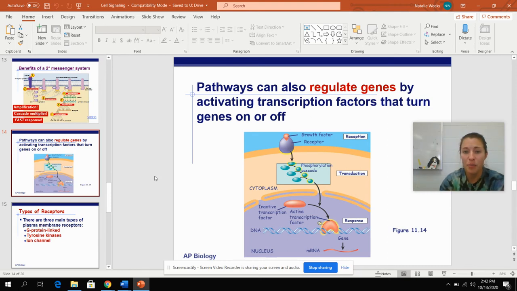So these pathways can regulate and turn on and off genes. So we have reception, we have our ligand, receptor, phosphorylation cascade. It can activate some sort of a transcription factor that can turn on or off a certain gene. So it can either activate making mRNA or it can deactivate making that mRNA.